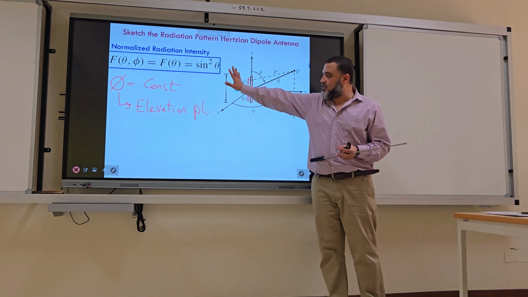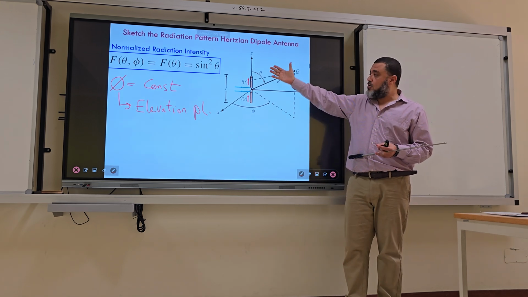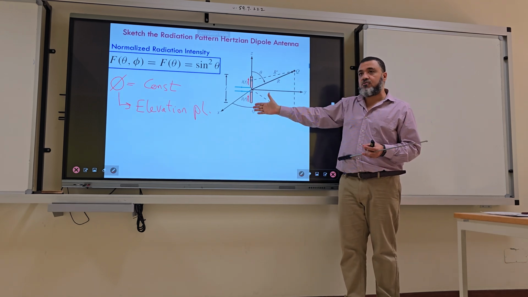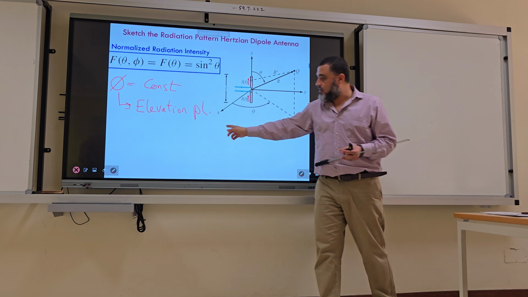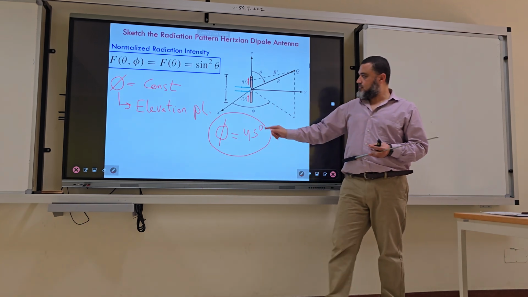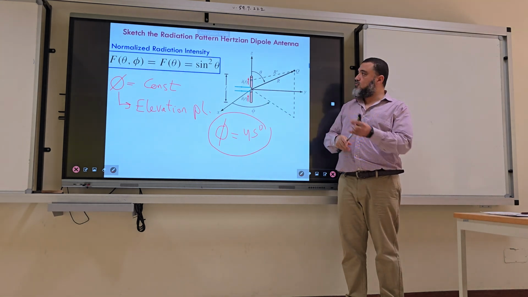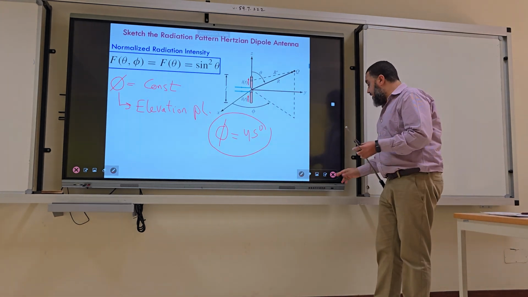So if you are in the phi 0 plane, the XZ plane, or the phi 90 degree plane, the YZ plane, or any constant phi, like phi 45 degrees, where is this plane? Midway between the X and Y axes, a vertical plane. You will see the same thing. You will always see the same.